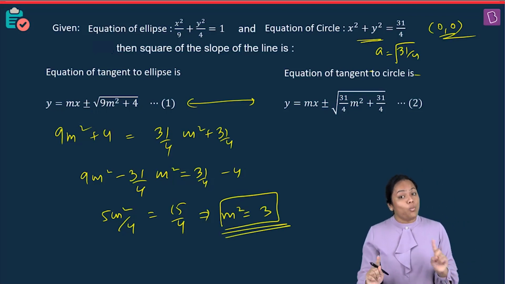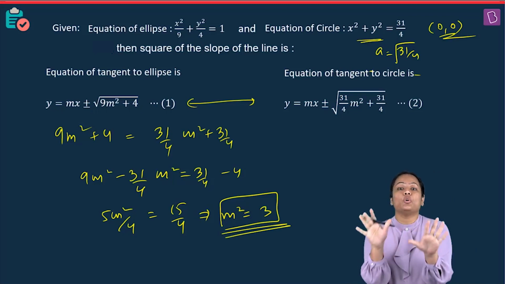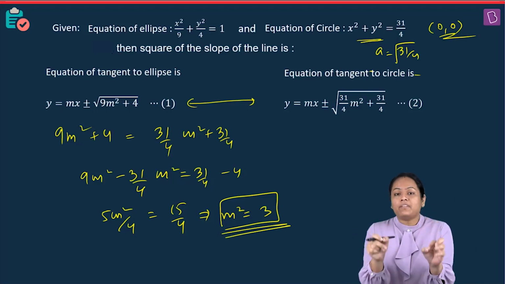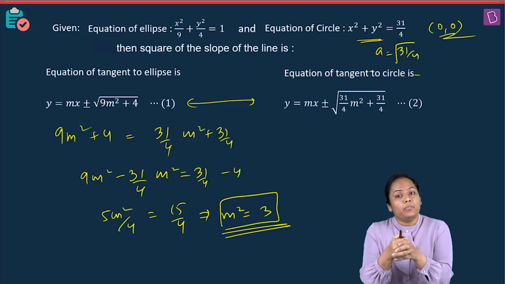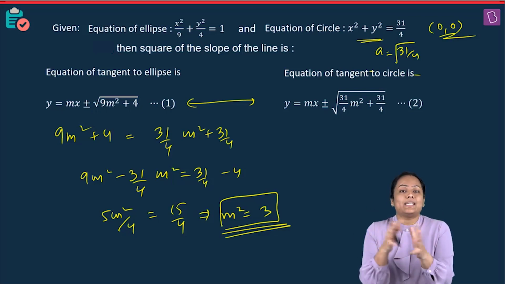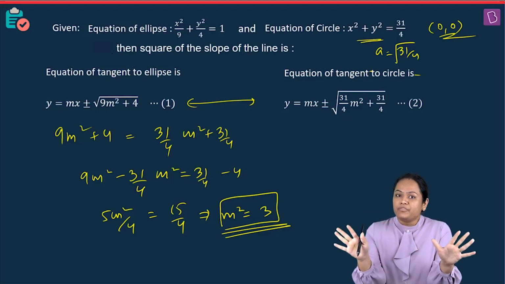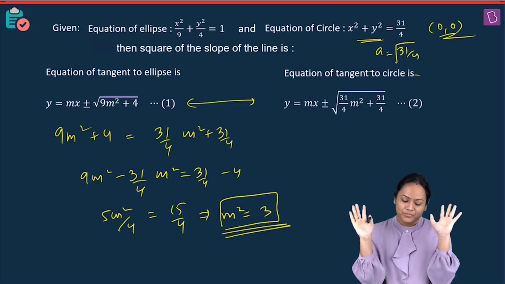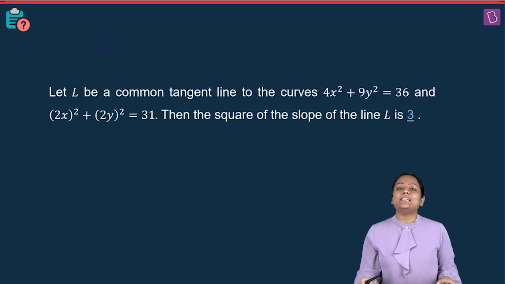The question was on easy to moderate level. You could have done the question if you remember the formulas. Again, emphasizing the fact that, guys, please revise the formulas and be ready for the next exams to come. Perfect. Have you understood the solution? Very well. So the answer is 3.